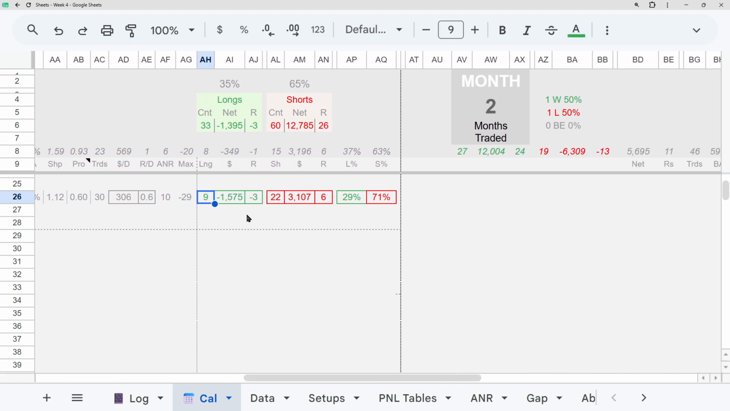Week 4, 9 longs lost me 3 Rs. 22 shorts made me 6 Rs. So I was long 29% of the time, short 71%.